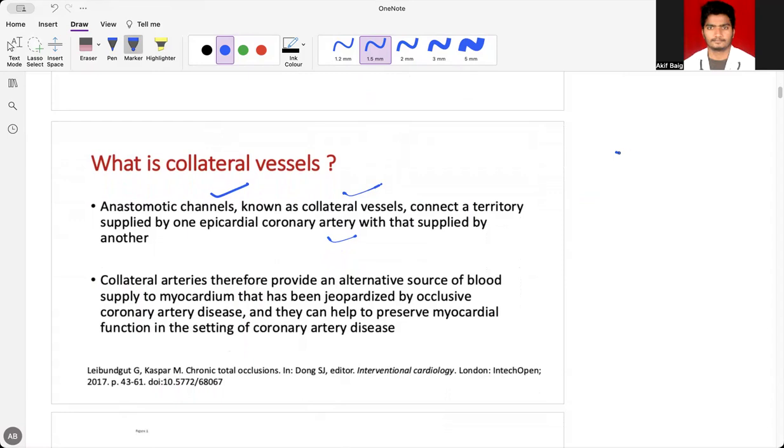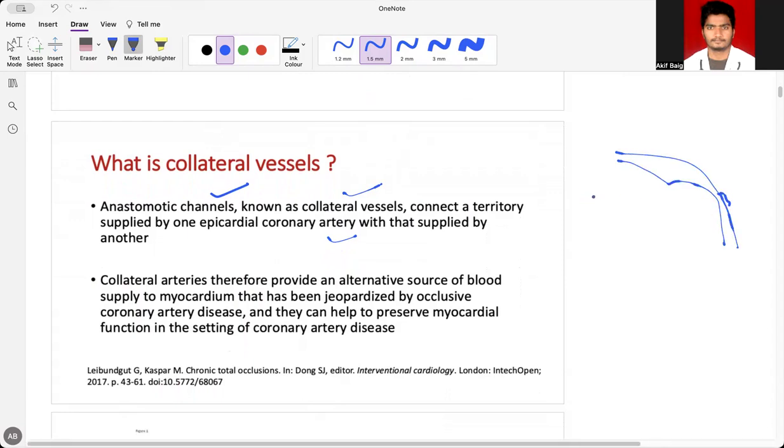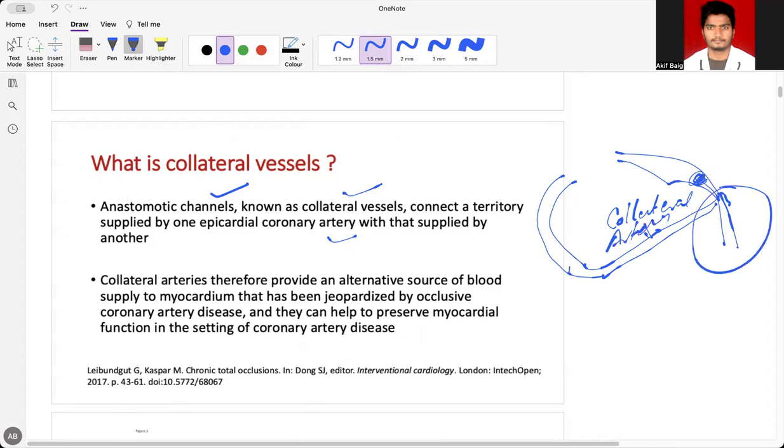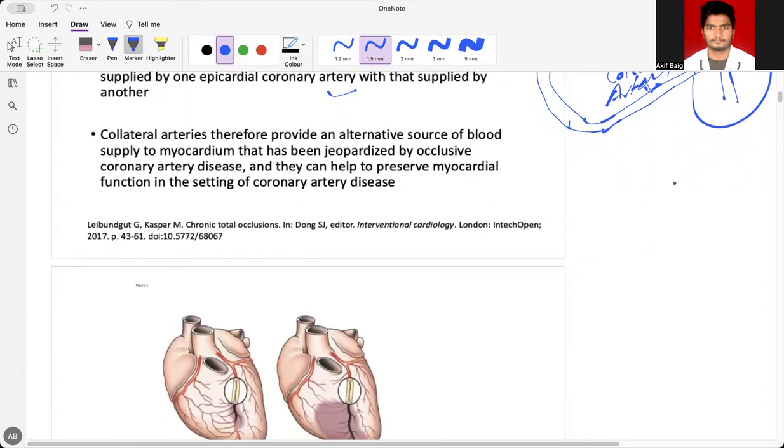So that means, supposing this is the left anterior descending artery and this is the right coronary artery. Suppose this left anterior descending artery is completely occluded. This territory will now be supplied by the right coronary artery, where small arteries called collaterals form a connection here and fill this artery. So this part is now called a collateral artery. It plays an important role in saving a lot of myocardium from the damage due to the occlusion of the main vessel.